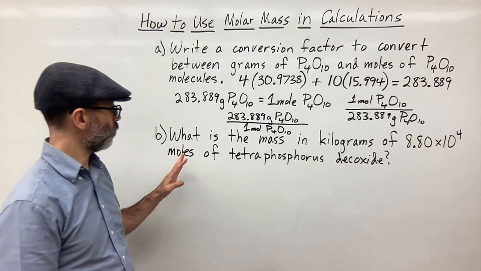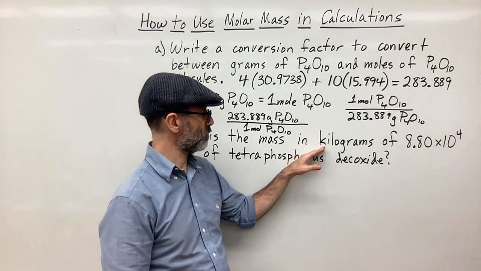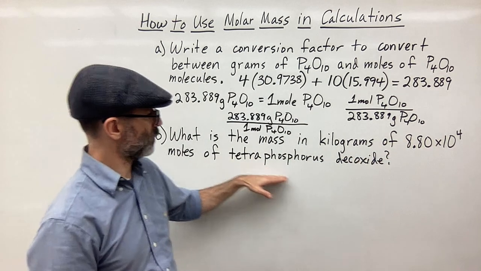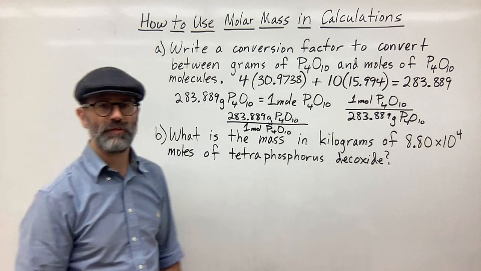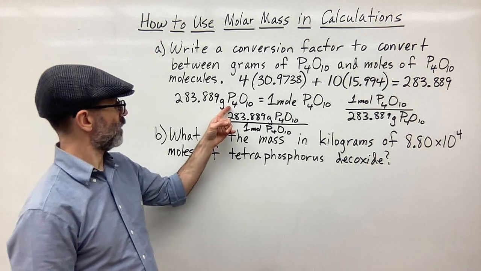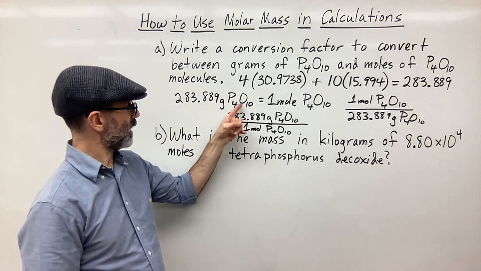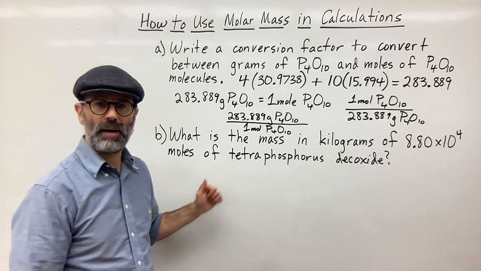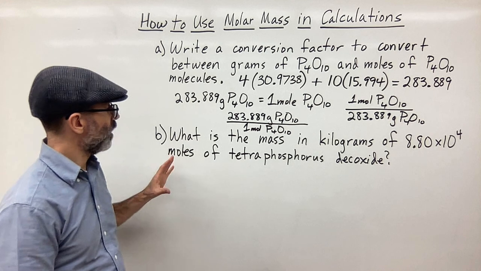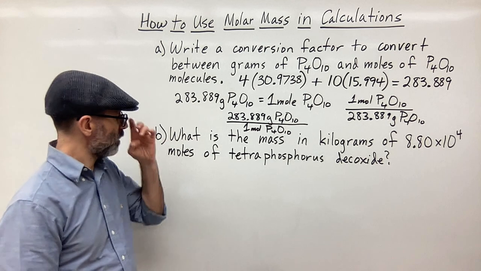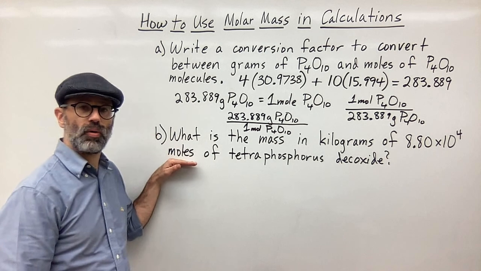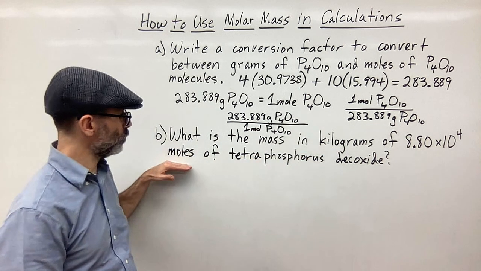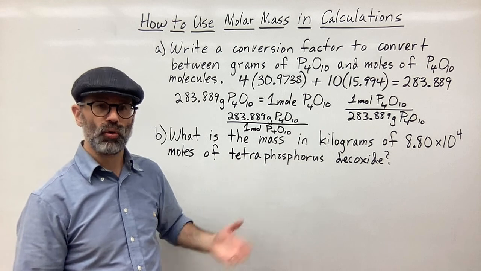So here they're asking, what is the mass in kilograms of this many moles of tetraphosphorus decoxide? Well, what is tetraphosphorus decoxide? It's this substance here, P4O10. So the way I'm going to solve this problem is I'm going to use molar mass as a conversion factor because they're giving me a number of moles and they want me to go to mass in kilograms. Well, to go from moles to mass, I need to use the molar mass.